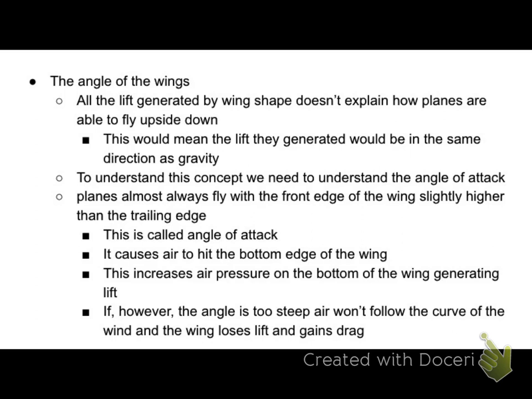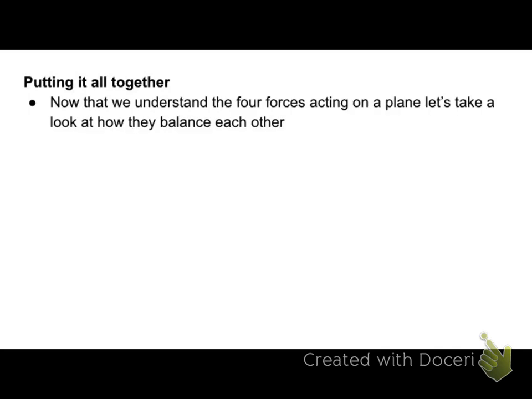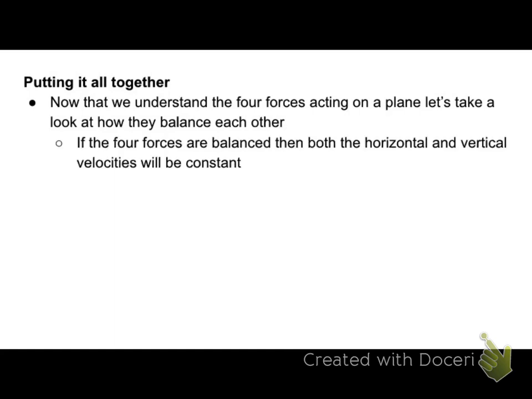Now we understand the four forces that are affecting our plane. So now we can put it all together into a picture of how planes fly. We have thrust pushing forward, drag pushing backward, lift pushing up, and gravity pushing down. When the plane is in the air and it's not accelerating, the four forces must all be balanced, which means the plane can move up and down and it can move forward, but its speed doesn't change.